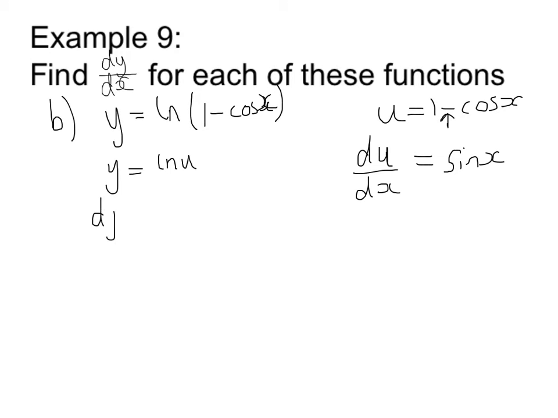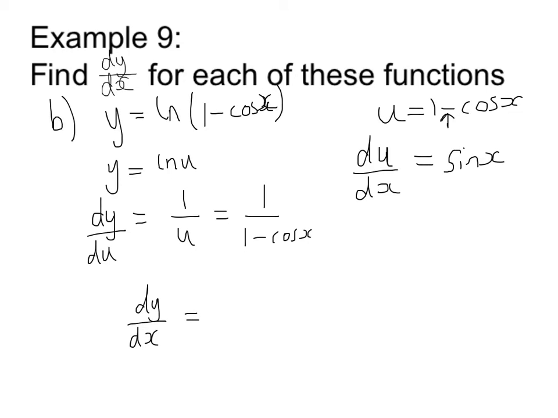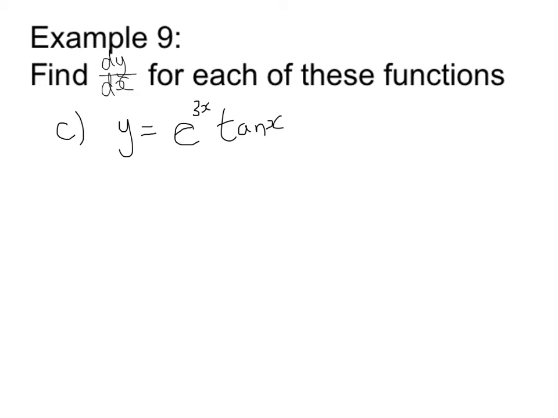And the differential of y with respect to u is 1 over u, which in this case is 1 over 1 minus cos x. So dy by dx is the product of these, so it's sine x multiplied by 1 over 1 minus cos x, which is sine x all over 1 minus cos x. And that's your differential there, again using the chain rule. Part c looks a little bit more complicated.